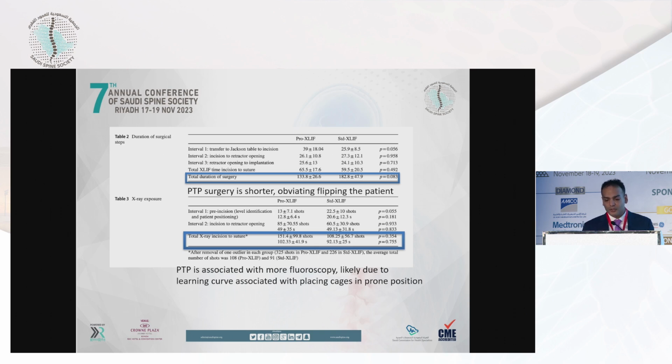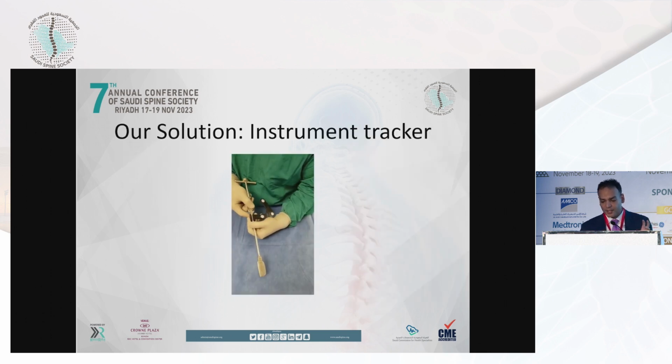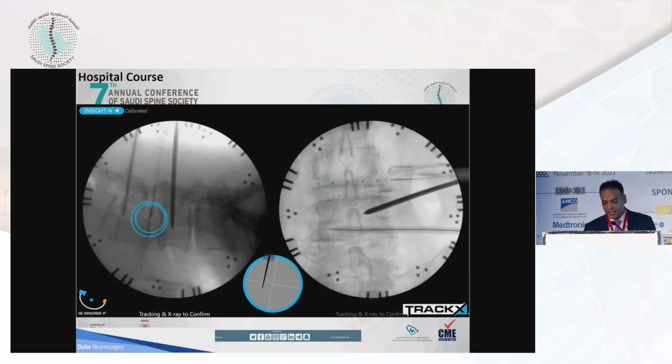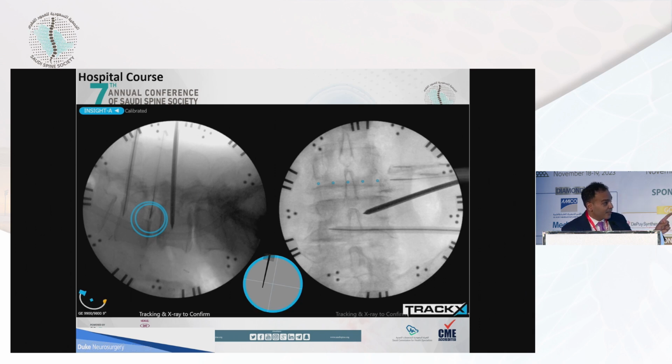One of the solutions we've used is what we call fluoroscopy image guidance. This is a system developed by one of my partners, and it's real-time fluoroscopy instrument tracking. You put the fiducials on the C-arm, with no fiducials on the patient, then you put your infrared marker there, and you can see here how it works. It allows you to see both the lateral and the AP on the left side at the same time.